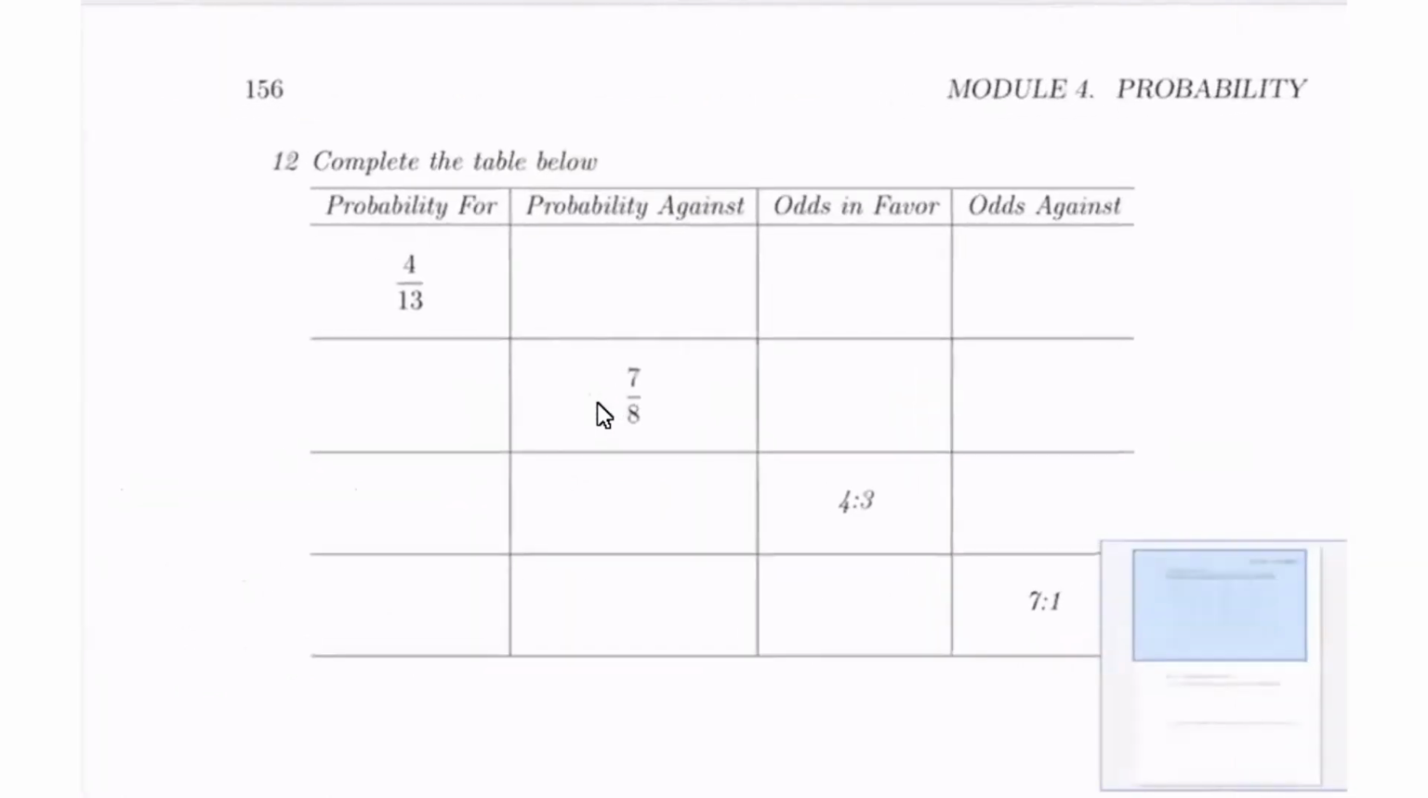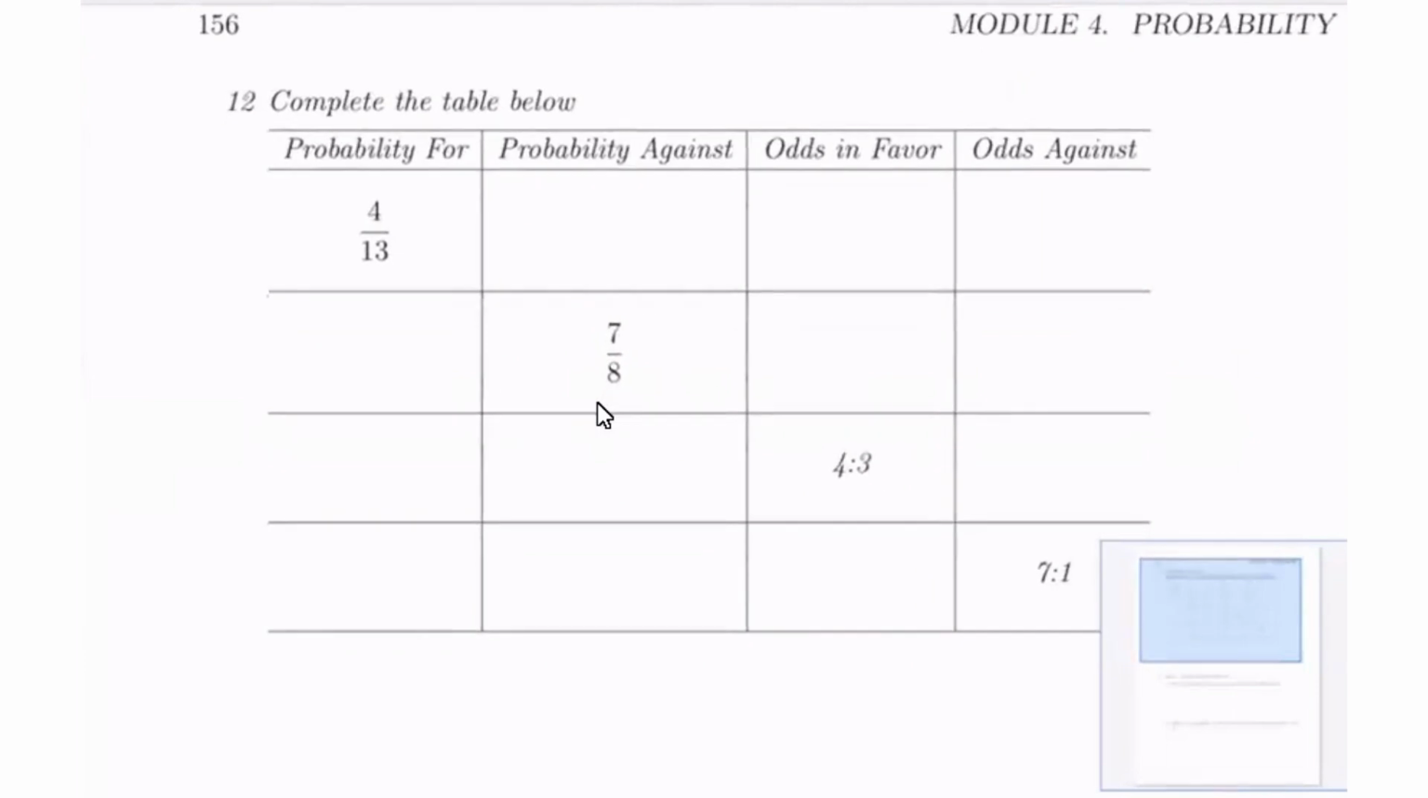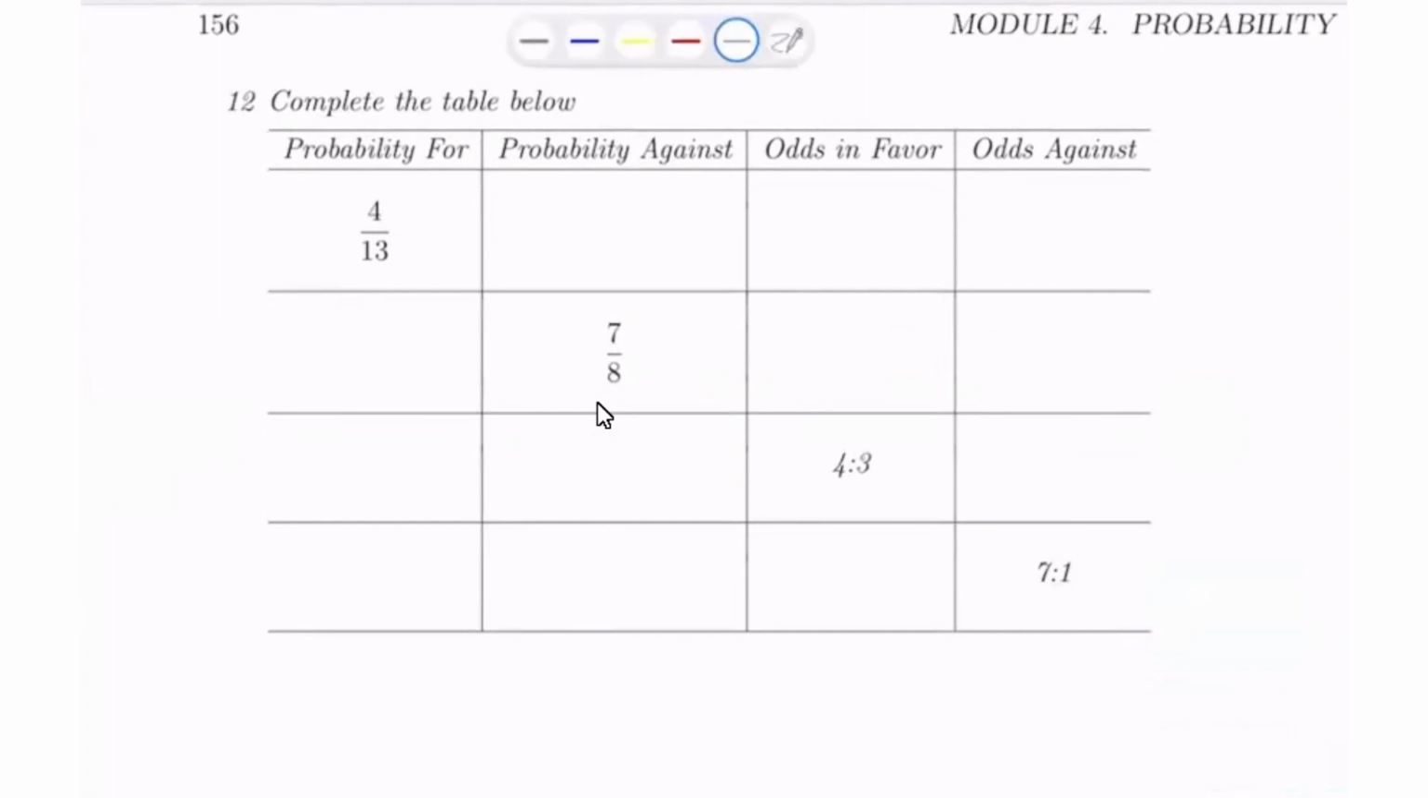So we have a table to complete. Let's just review the probability formulas and write them out. Probability in favor is A over A plus B. Probability against is not probability. Odds in favor, A to B. Odds against, B to A.